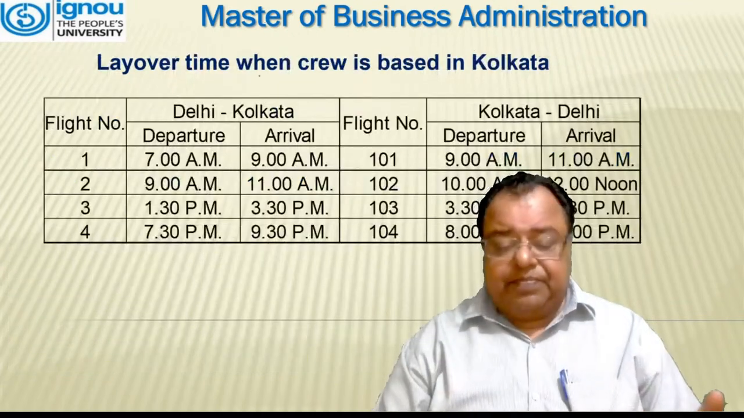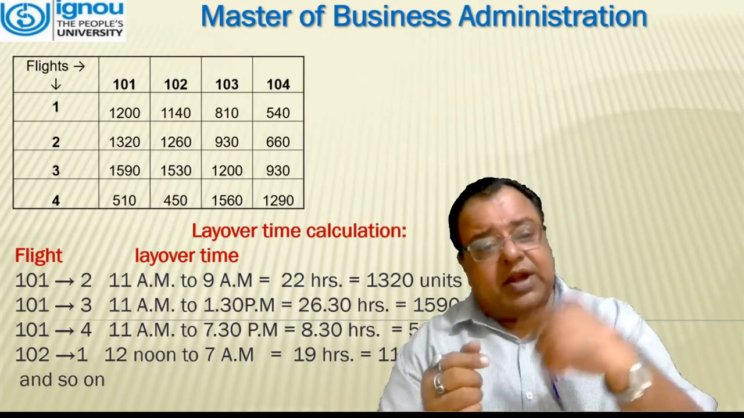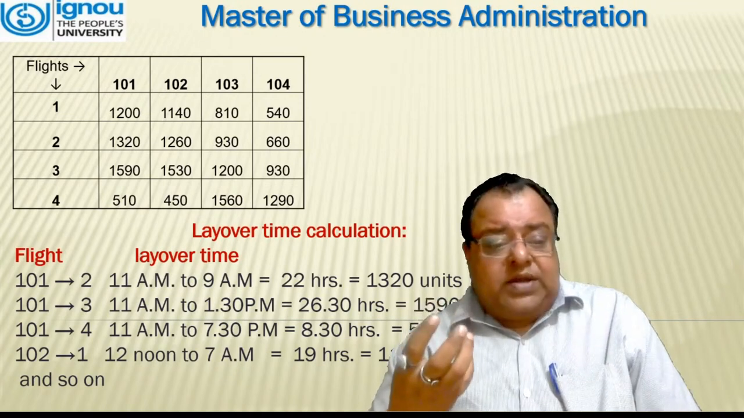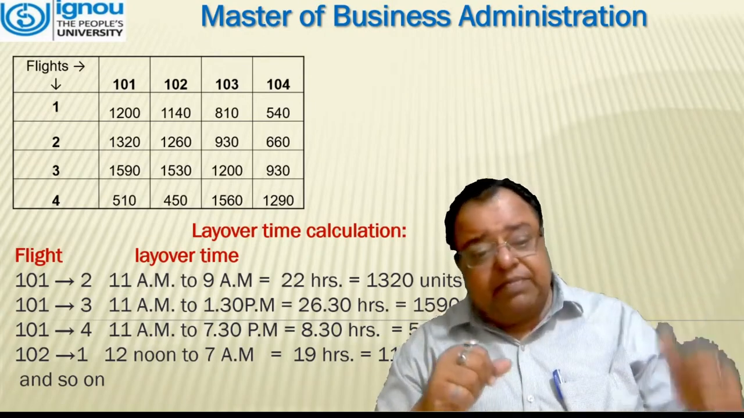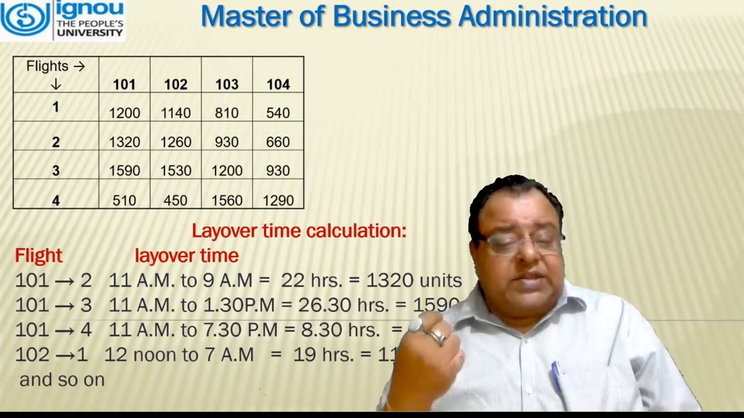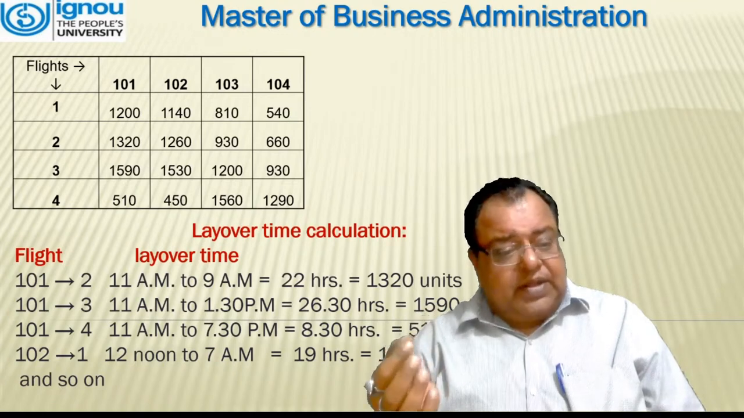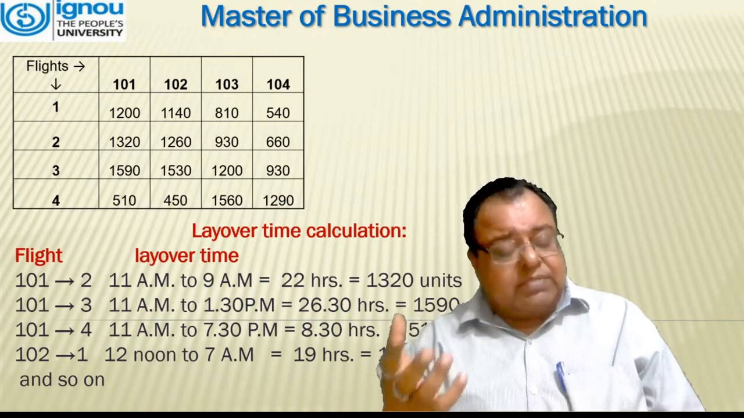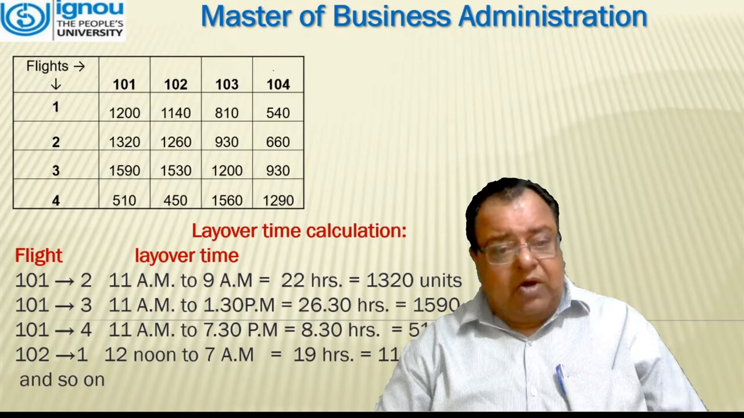We will be calculating the layover time for the second unit. That is from Kolkata to Delhi. For 101 to flight 2, it is 11 a.m. to 1:30, which is given in the basic problem, which comes out to 26 hours 30 minutes, which is equivalent to 1590 units. 101 to 4, it is 11 a.m. to 7:30 p.m., which is 8 hours and 30 minutes, which comes out to be 510 units. Similarly, we will be calculating for all.